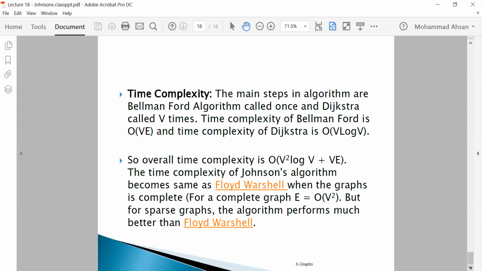And for Bellman-Ford, the complexity is V into E. So this is the overall complexity. And this is true only when the graph is sparse. When the graph is complete, E is equal to V square, so you will get one term as V cube, and that will be your runtime complexity. So this algo does better than Floyd-Warshall only when it is sparse.